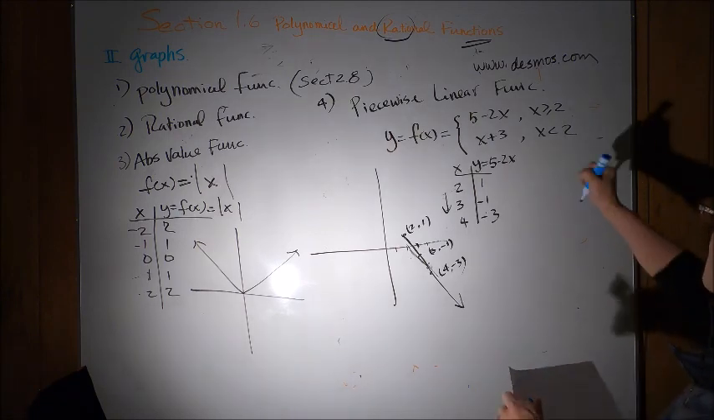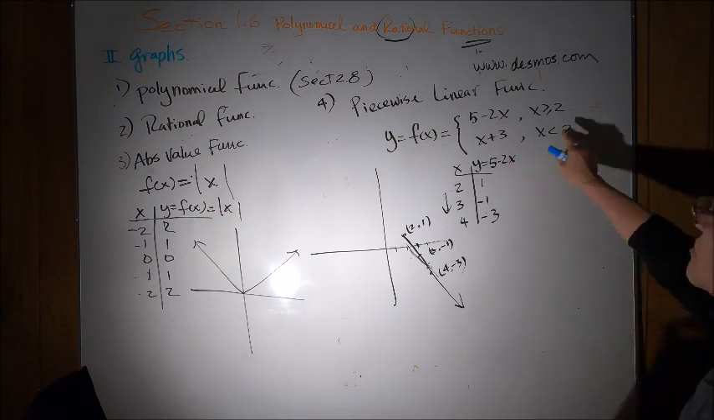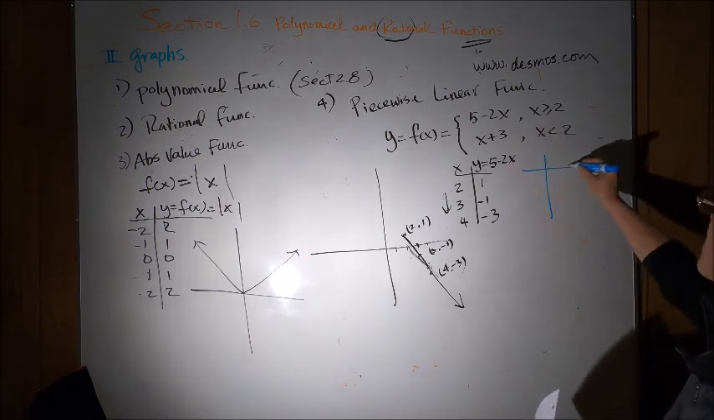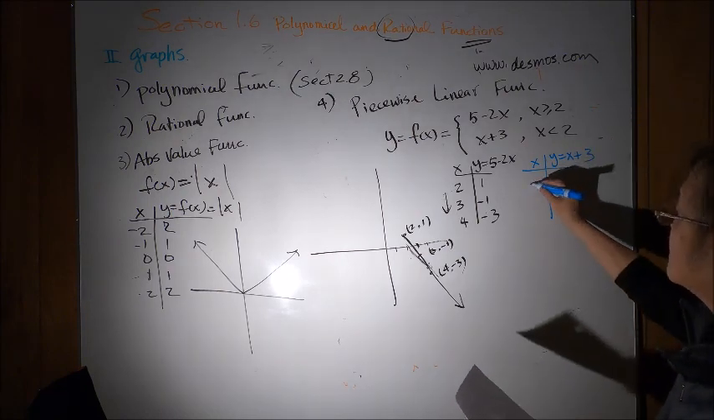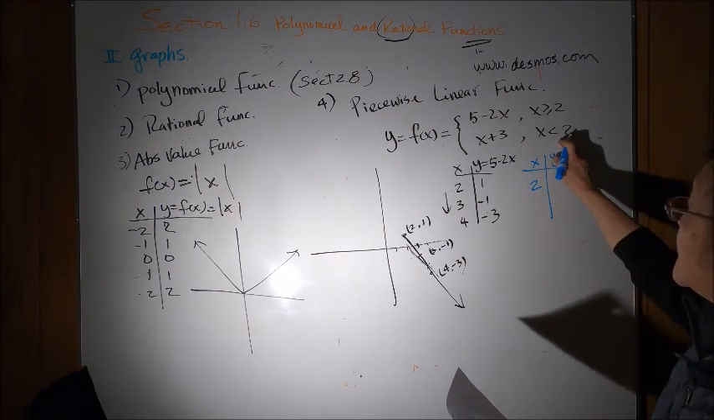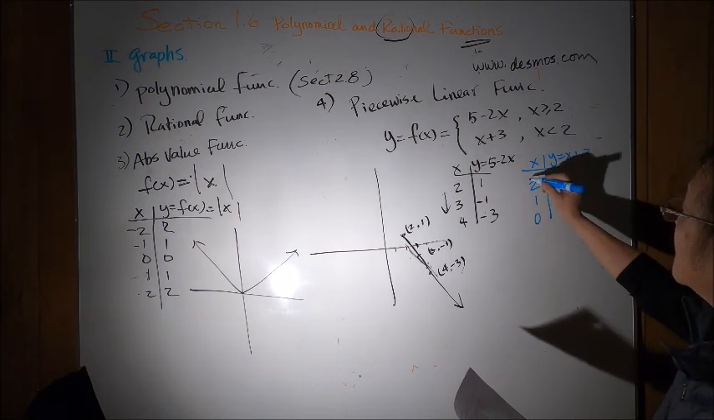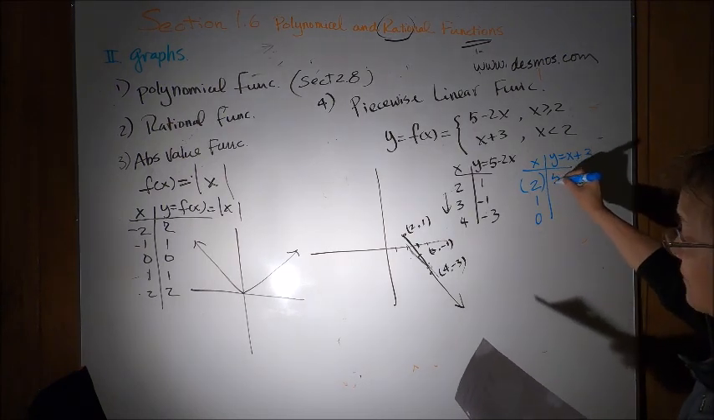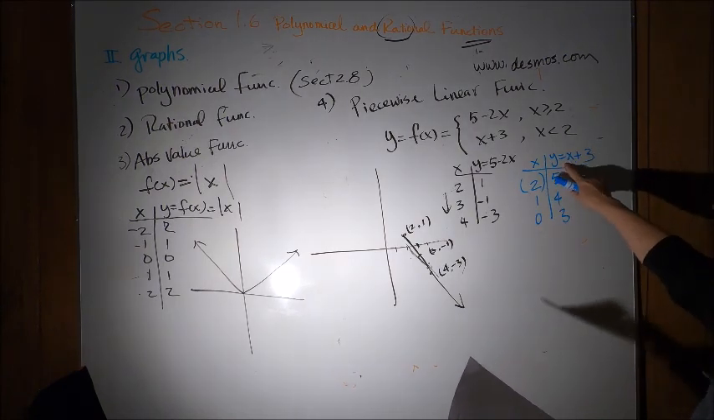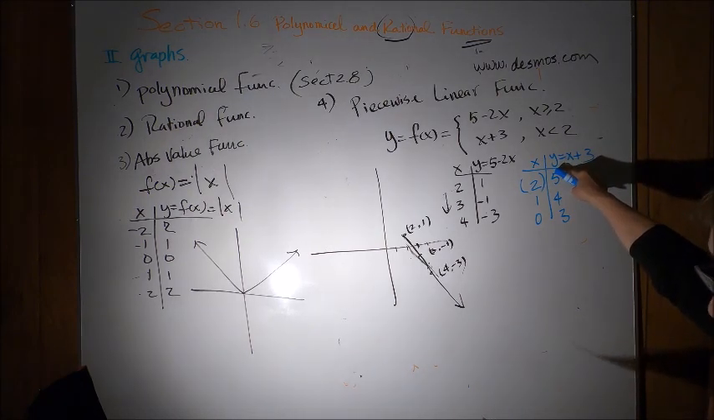Then let's see another piece. It says if x is smaller than 2, not equal to 2, then we do the t-table. y equals x plus 3. It's less than 2, so it's 1, 0, up to 2 but not 2. So we plug in the values. In y equals mx plus b, the slope is 1. So this one is what?